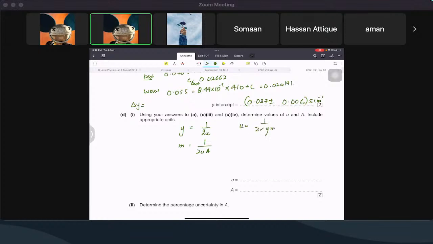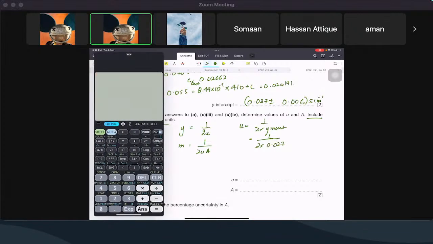So we also need to include the appropriate units. We don't need to include the uncertainty, thank God. So then 1 upon 2 times the y-intercept, which was 0.027. So always take the best one. Okay, 2 times 0.027, so that's going to be 18, and it has to be two significant figures, but you can take one more, so that's 18.5. And then you have to find A. So A would be equal to 1 upon 2u times the gradient, right?